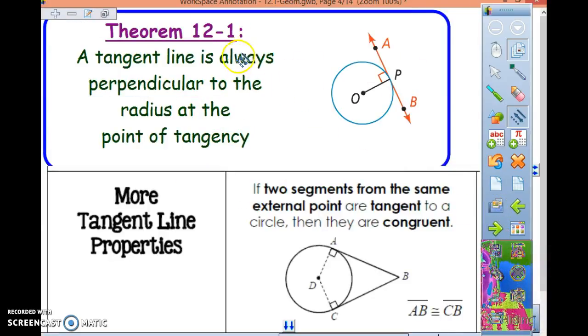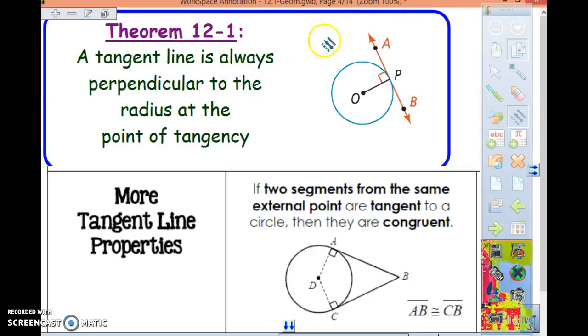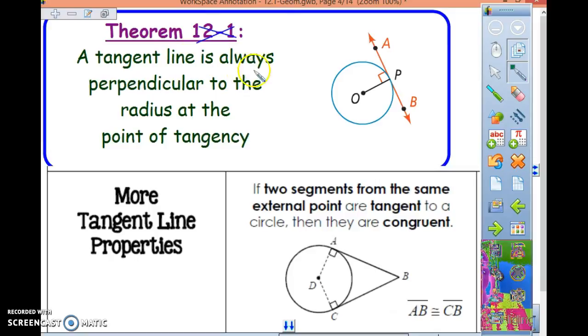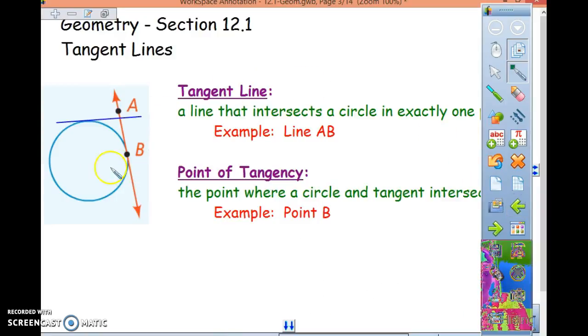Here is a theorem. Theorem 12.1. You will never have to remember the actual number on it. Just remember what it says. A tangent line is always perpendicular to the radius at the point of tangency. So if we go back to that other example, if I found the center of this circle and I connected my radius to point B, that would form a perpendicular line.